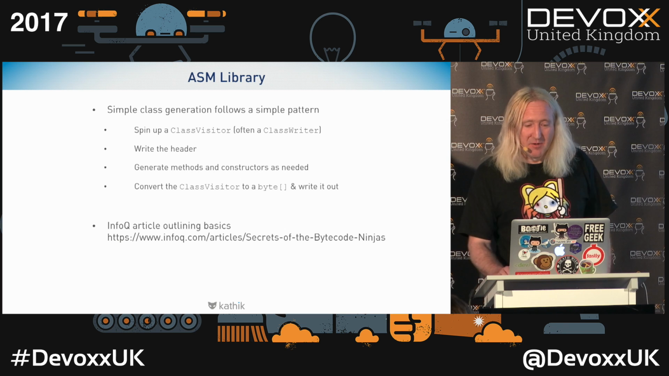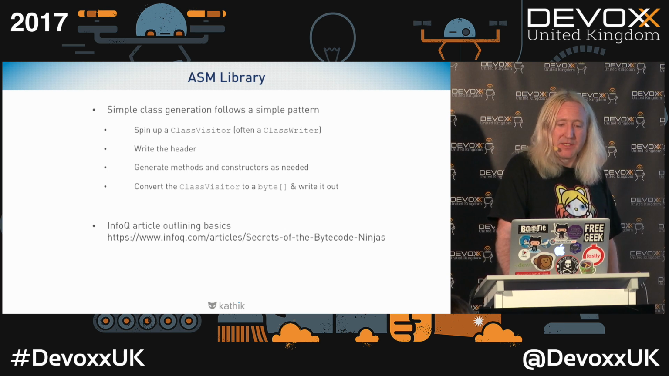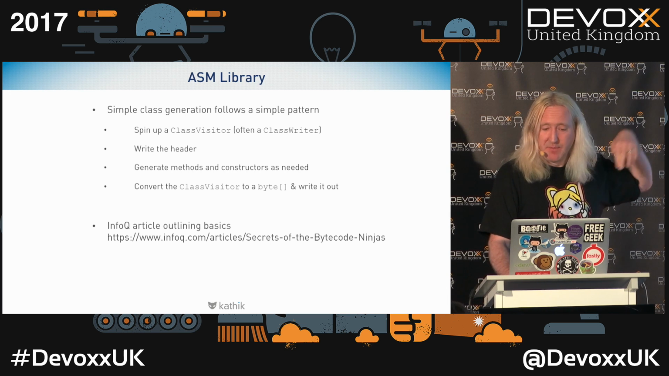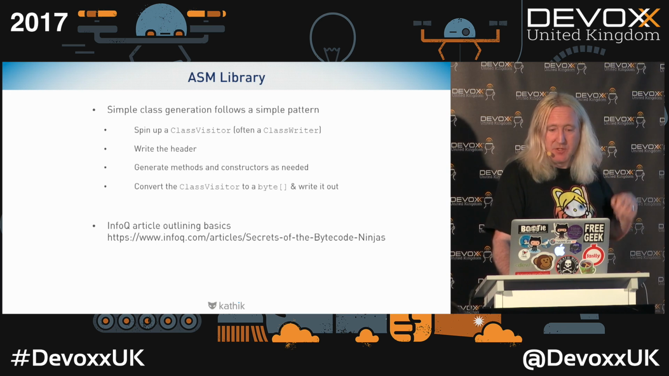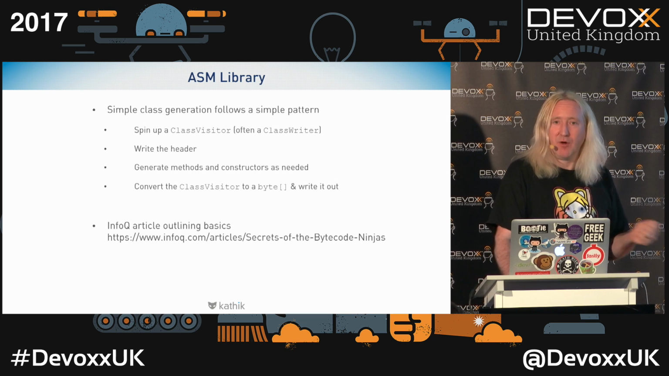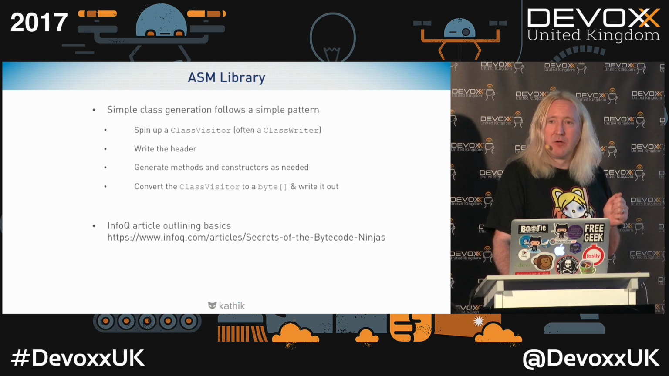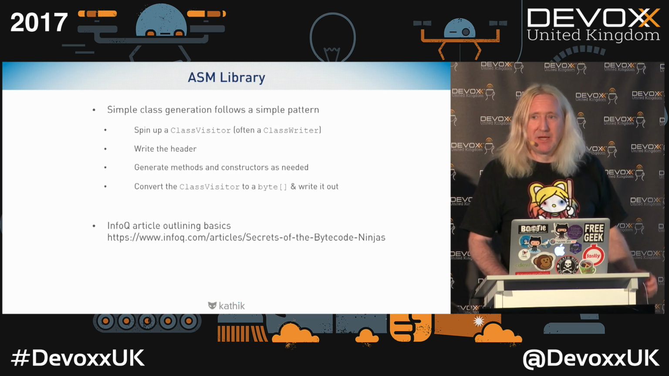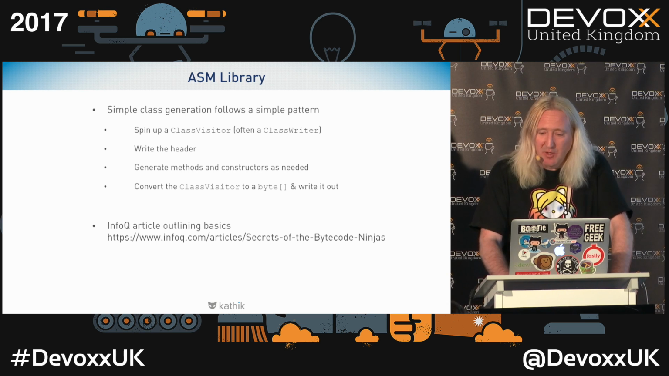So okay, how are we going to use ASM? Well, there's a simple pattern which we can start from. You spin up a class visitor, you write out the header of the class, you generate any methods and constructors you want, and then there's a method to turn it into a byte array and write it out. If you want to dip your toes into the waters of ASM, I wrote an article which outlines the basics of it, which is available on InfoQ.